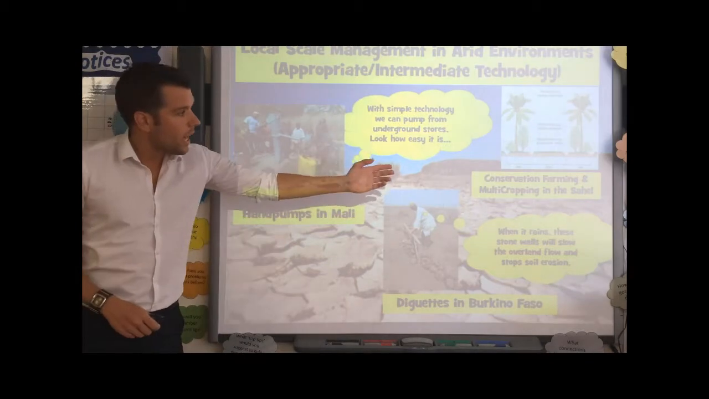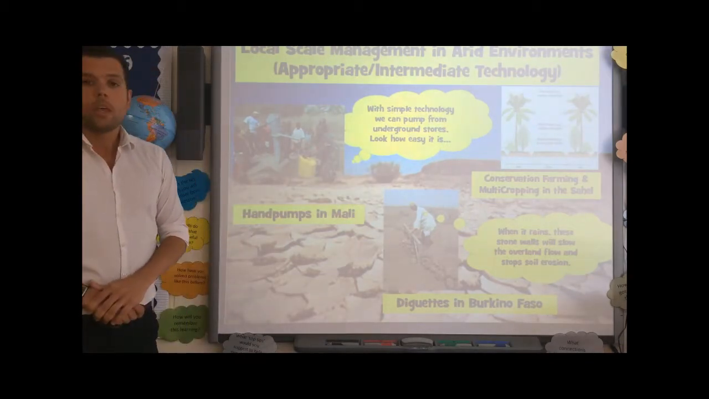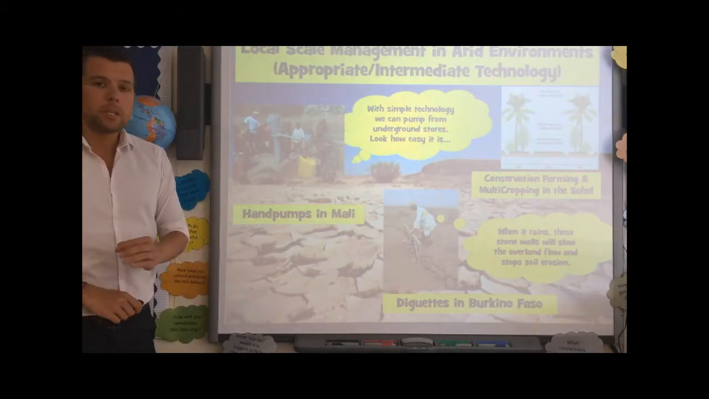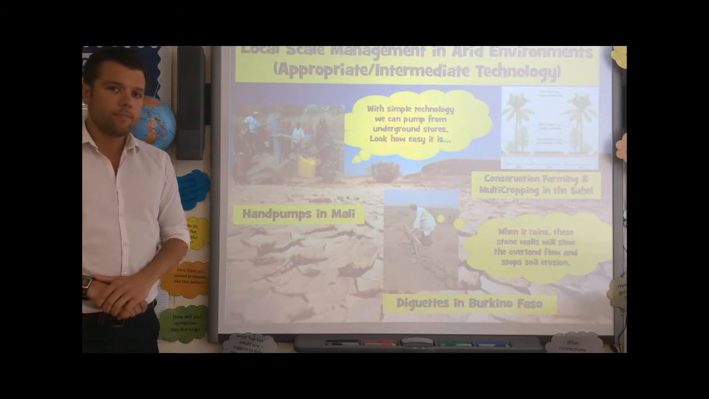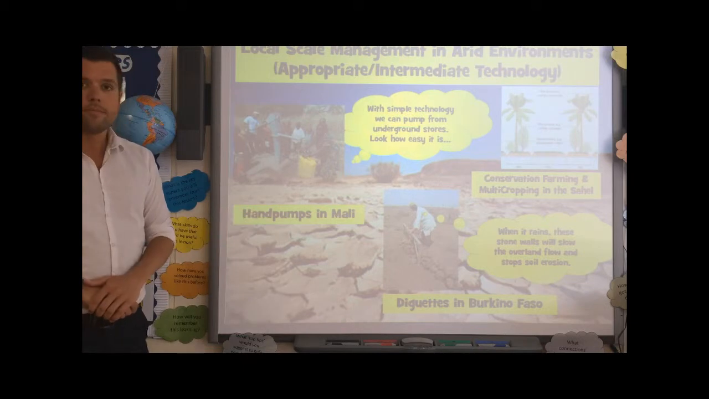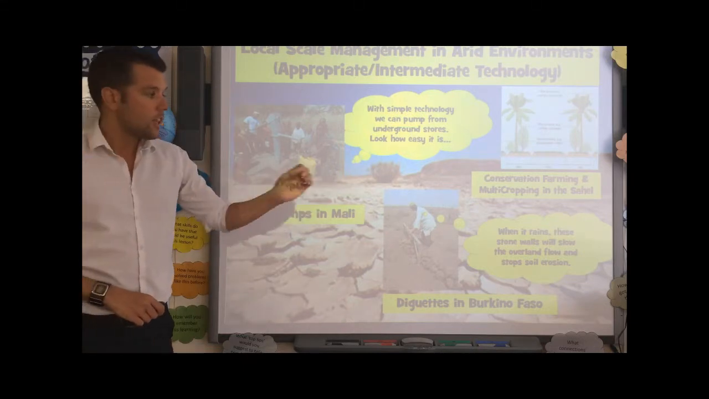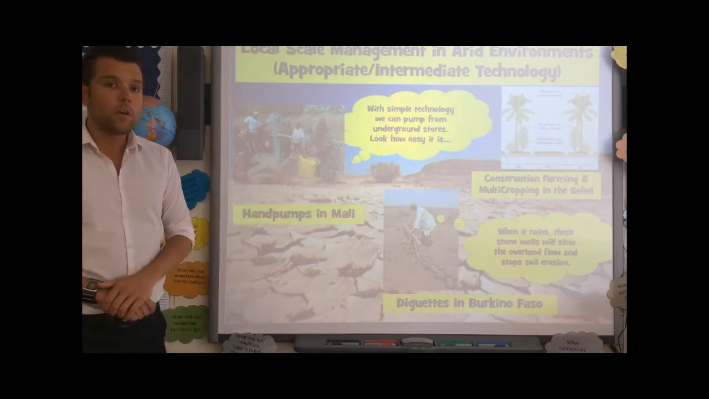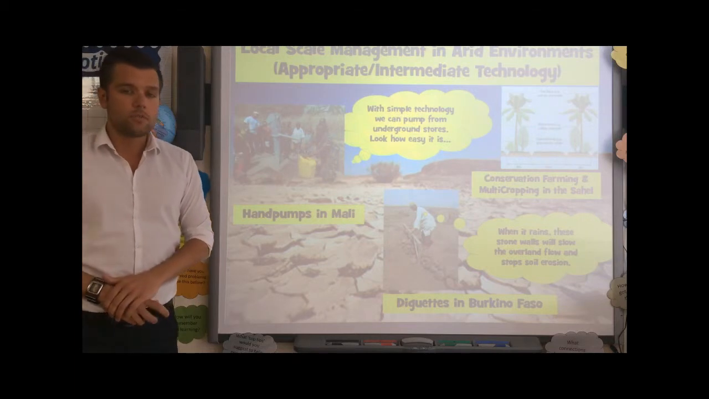Secondly, we have conservation farming. Conservation farming limits soil erosion. And finally, we have diguettes in Burkina Faso. Diguettes slow the amount of overland flow and prevent soil erosion from happening.